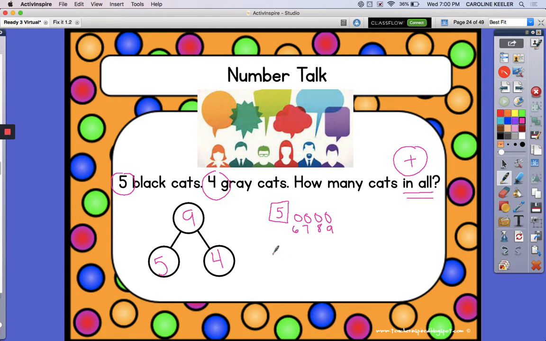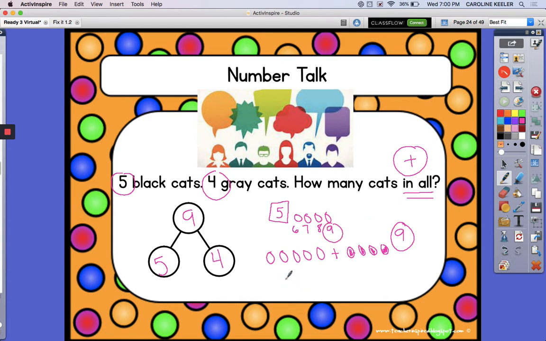I can also just draw a picture. 1, 2, 3, 4, 5, plus 4 more. 1, 2, 3, 4. Let's make those look different. And let's see how many I have in all. 1, 2, 3, 4, 5, 6, 7, 8, 9. Ooh, so far I've got 9 for my answer.